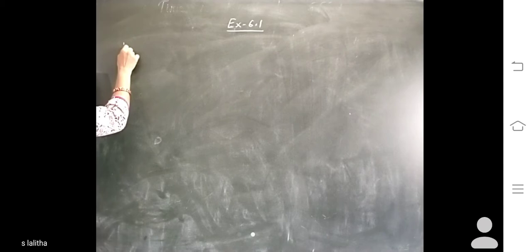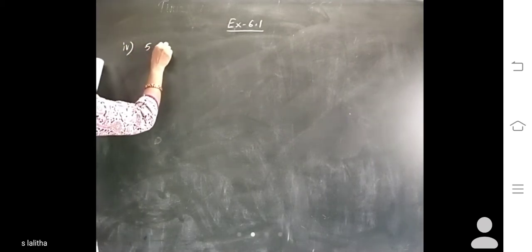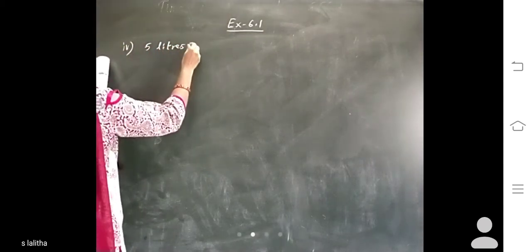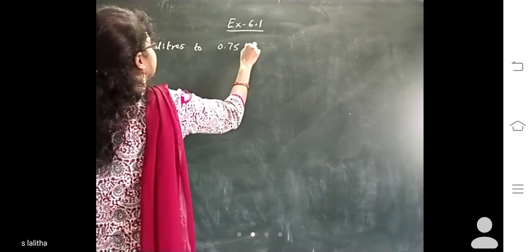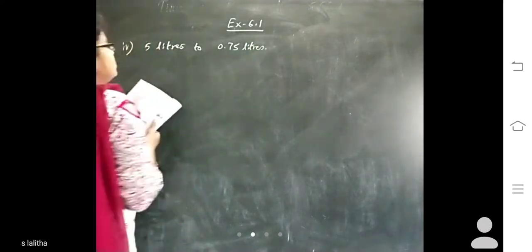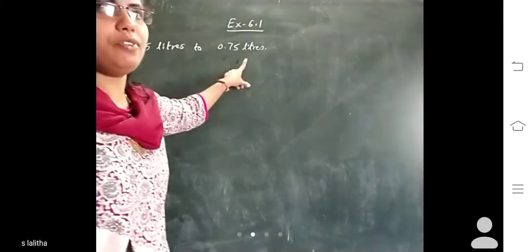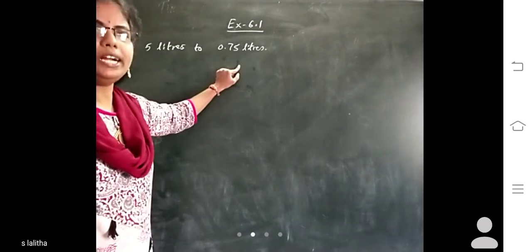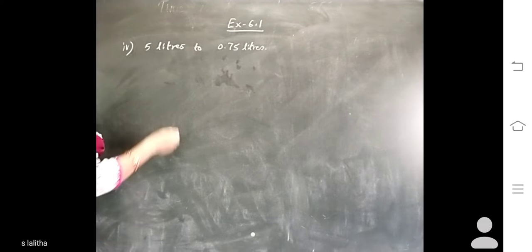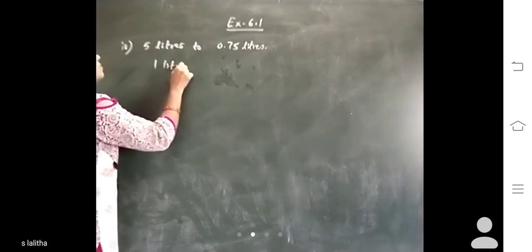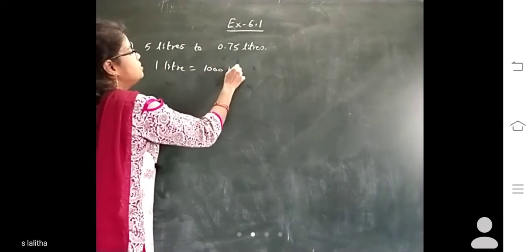Next question, what is given here? 5 liters to 0.75 liters. So 5 liters to 0.75 liters is given here. Here a decimal point is given, so you have to remove the decimal point. How to remove the decimal point, children? 1 liter is equal to how many milliliters? 1 liter is equal to 1000 milliliters.